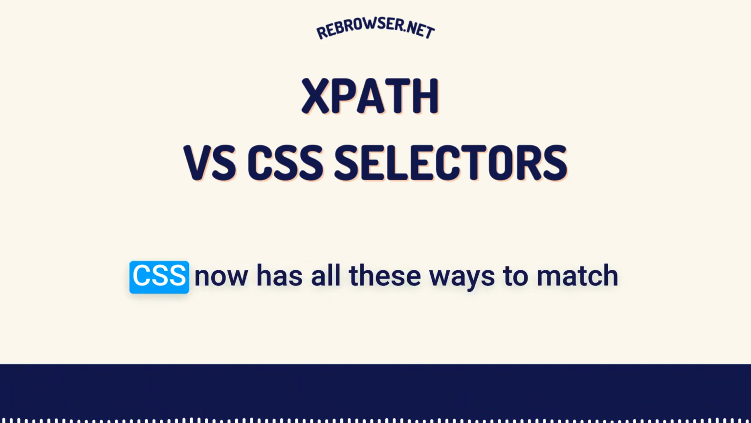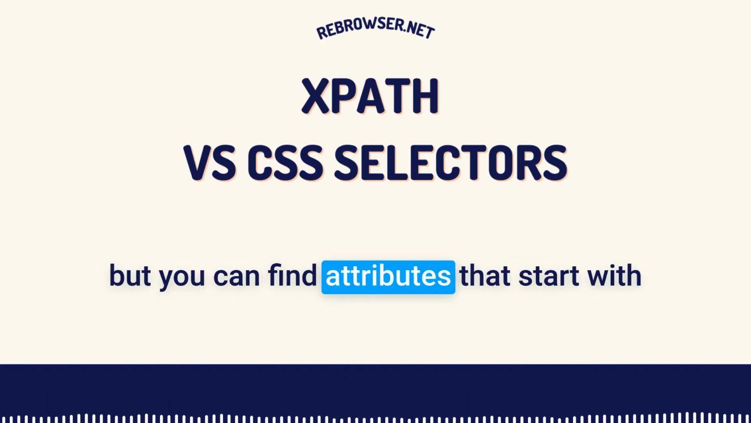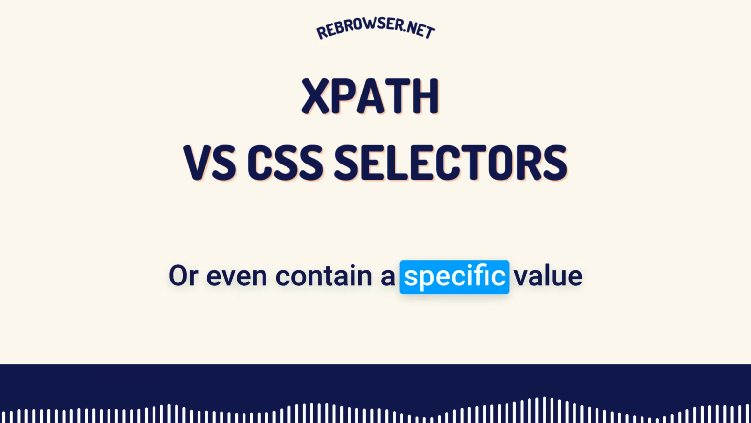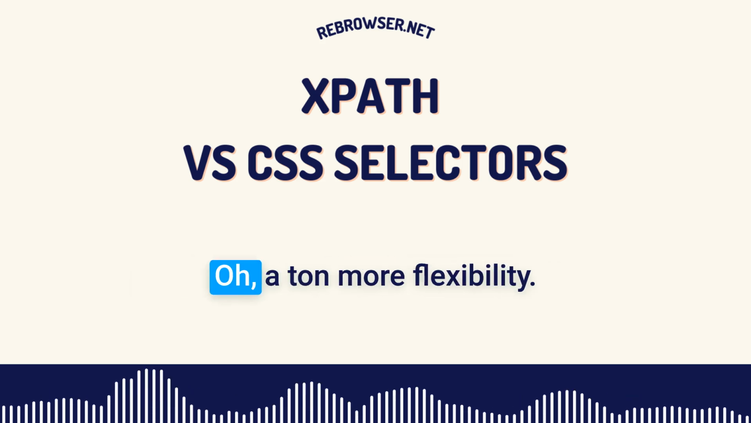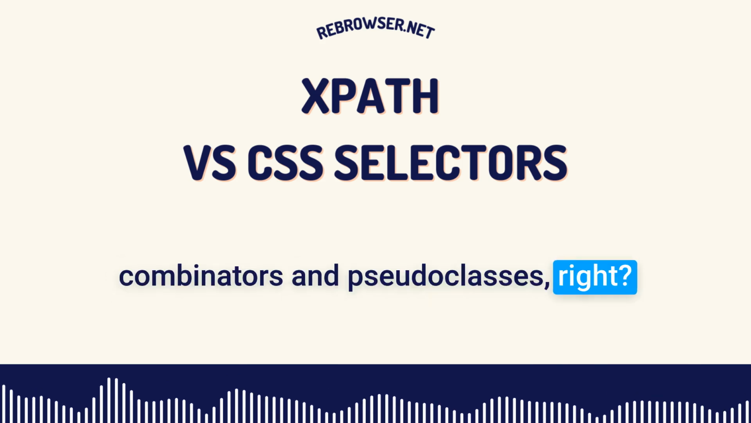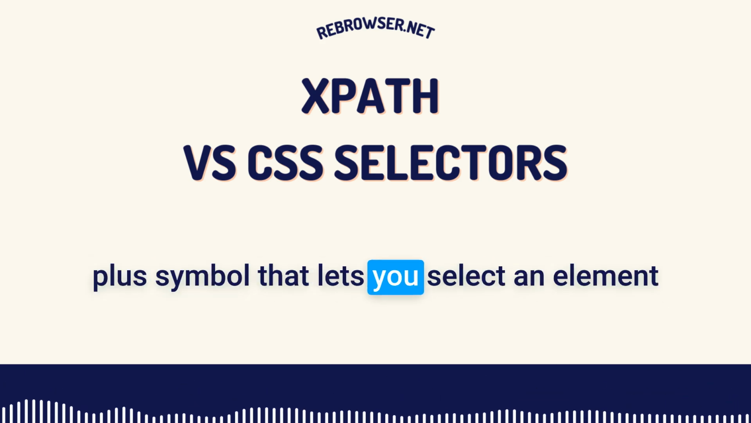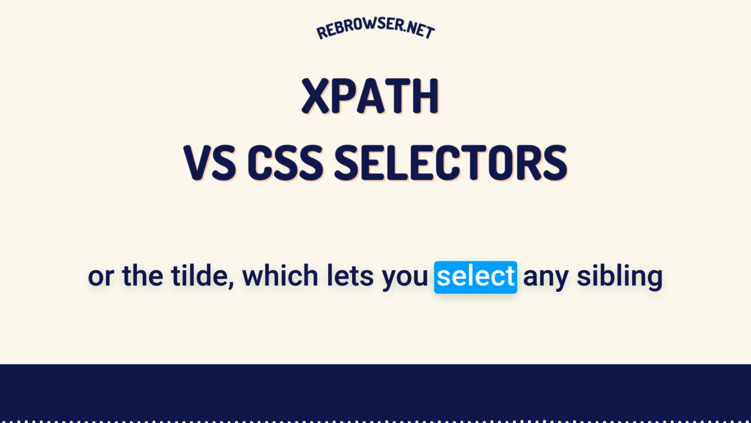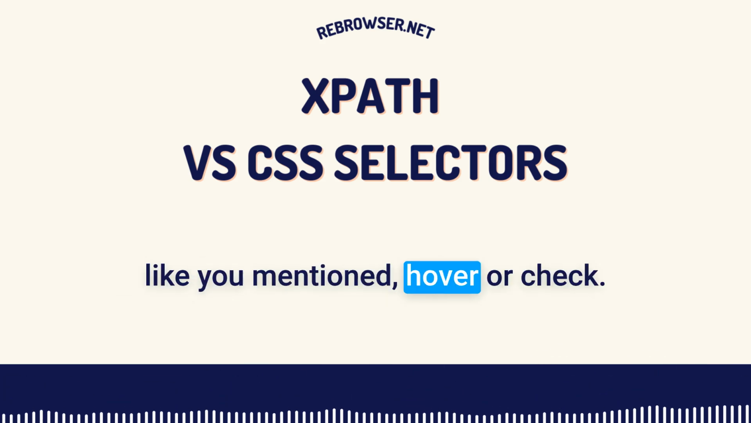It really has. CSS now has many ways to match attributes, not just exact matches. You can find attributes that start with a certain value, end with a certain value, or even contain a specific value anywhere within the attribute. It gives you a ton more flexibility than just matching exact attribute values. And then there are also combinators and pseudo-classes, right? Exactly. Combinators are really useful. Think of the plus symbol, which lets you select an element that comes immediately after another one, or the tilde, which lets you select any sibling element that comes after another one. And then you've got pseudo-classes, like hover or checked.